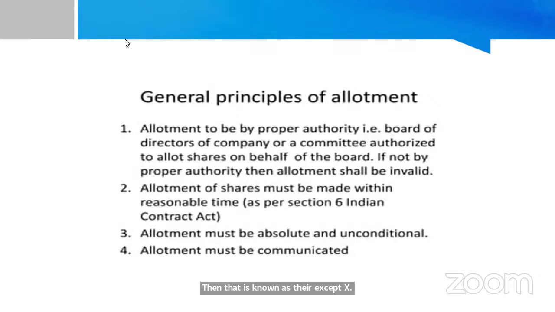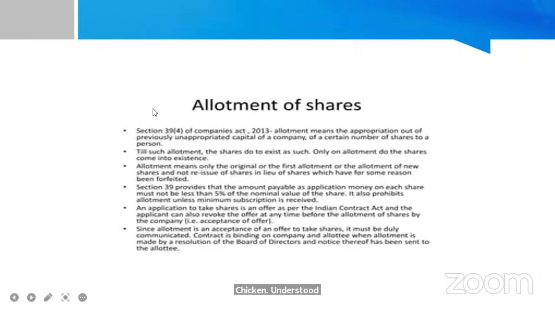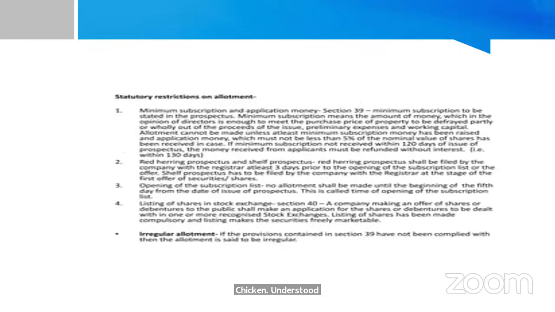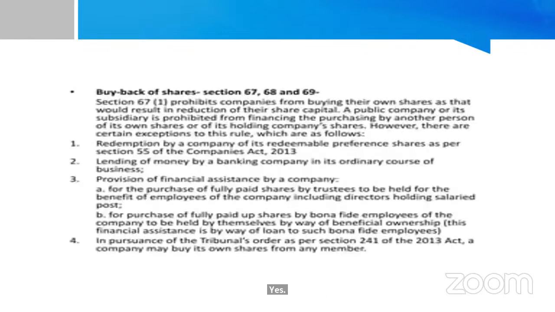Good. So allotment has to be communicated, because if allotment is not communicated to the applicants, then it is not a valid allotment. Understood? Yes, ma'am. Got it. These are the statutory provisions.